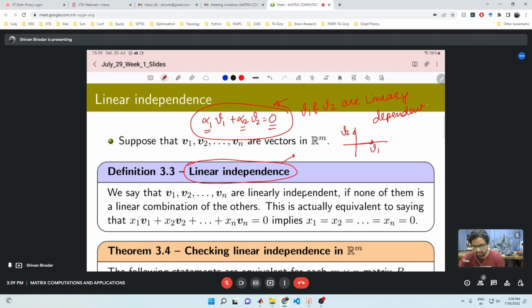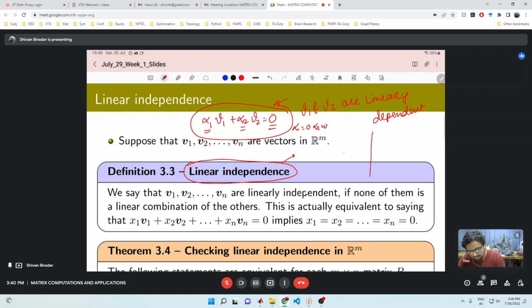If this is not true for any values of alpha 1 and alpha 2, except alpha 1 equal to 0 and alpha 2 equal to 0, then we say that v1 and v2 are linearly independent. So what does this mean in R^2 space?